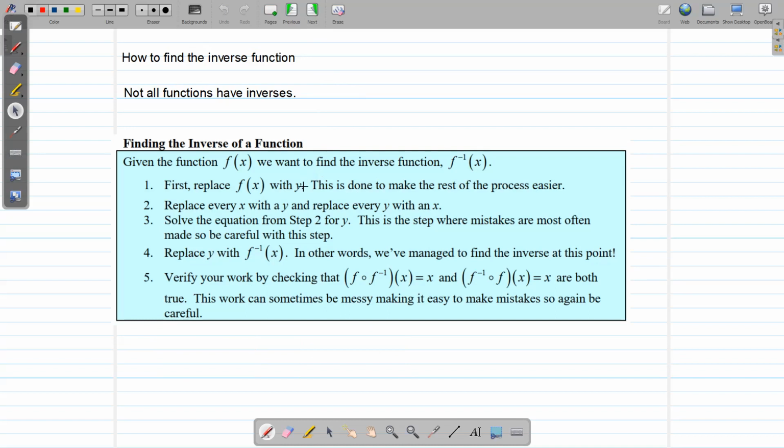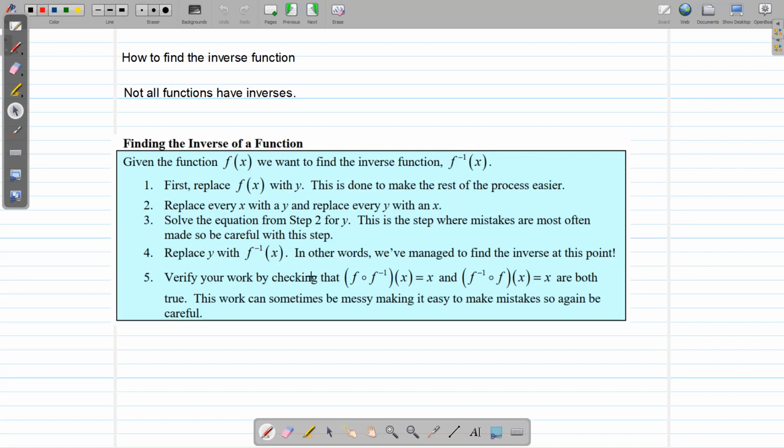Let's look at how we can go about finding our inverse function. The inverse function can be found by first replacing our function f of x with y, then changing the position of the letters, that is, switching our x and our y. The third step would be to solve for y. And once we've solved for y, we can replace our y with f inverse of x, and that would be sufficient for finding our inverse function.